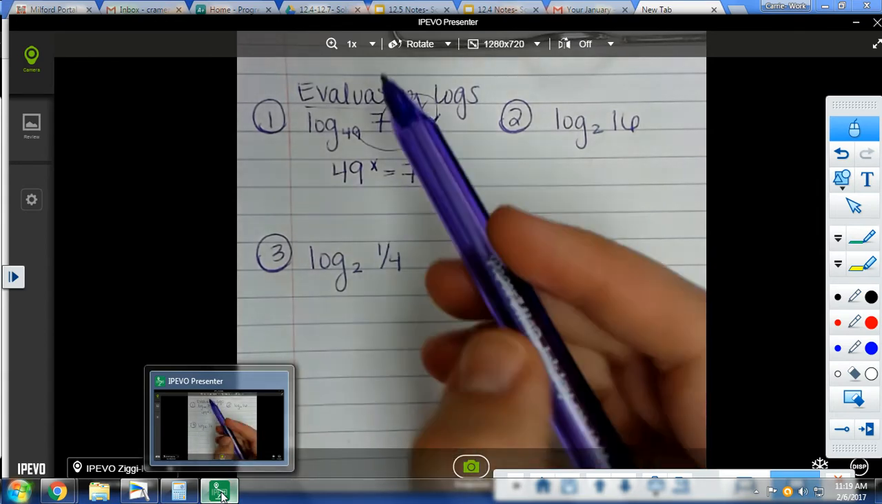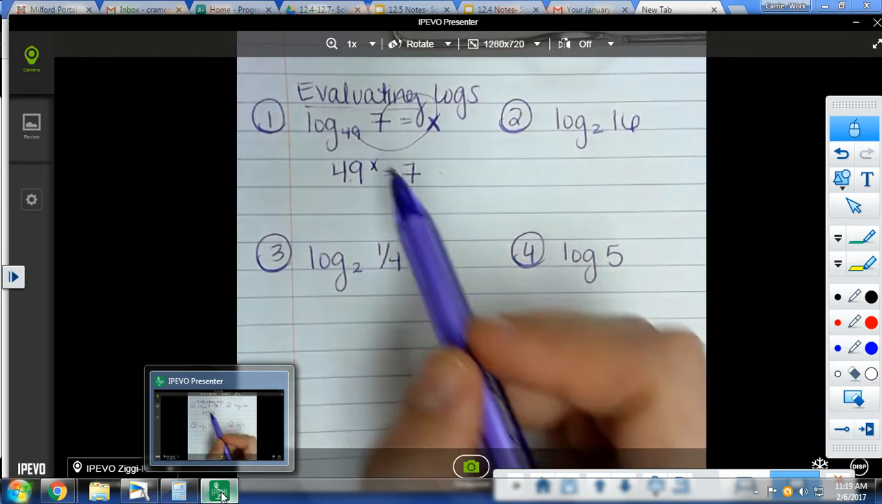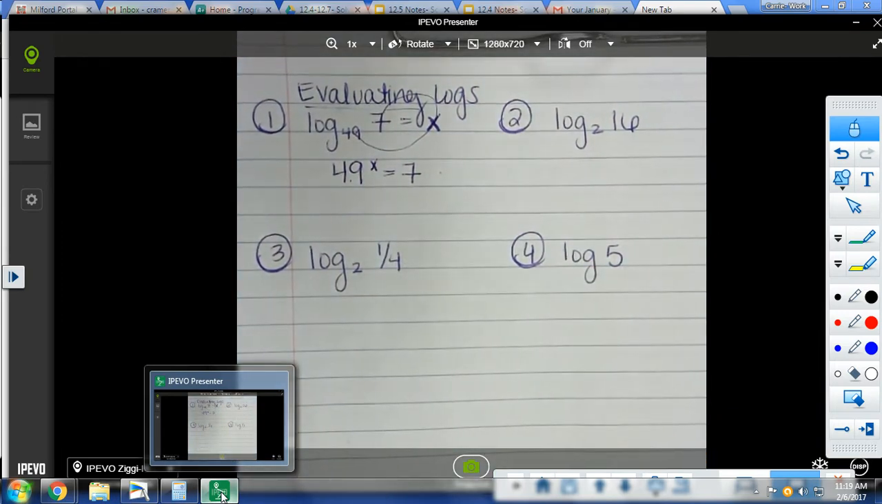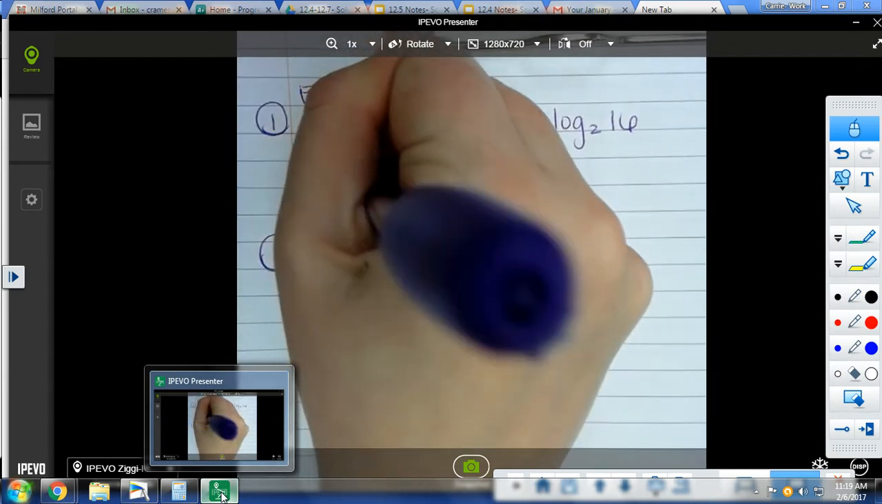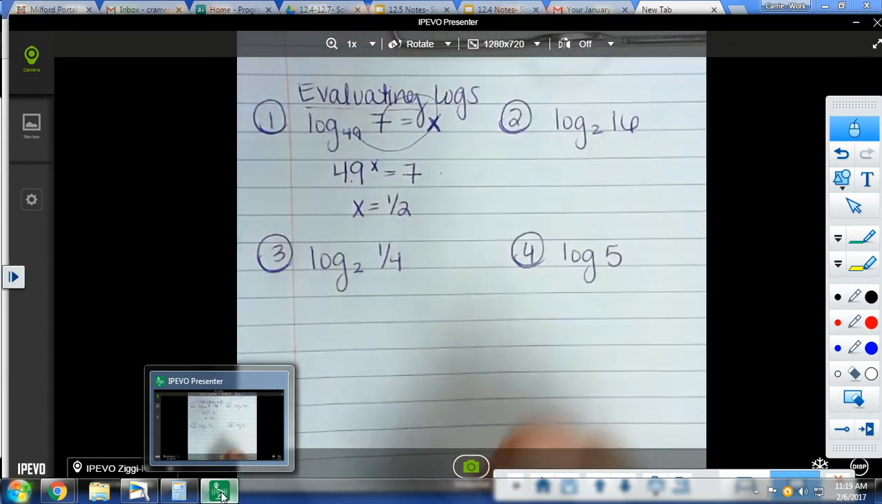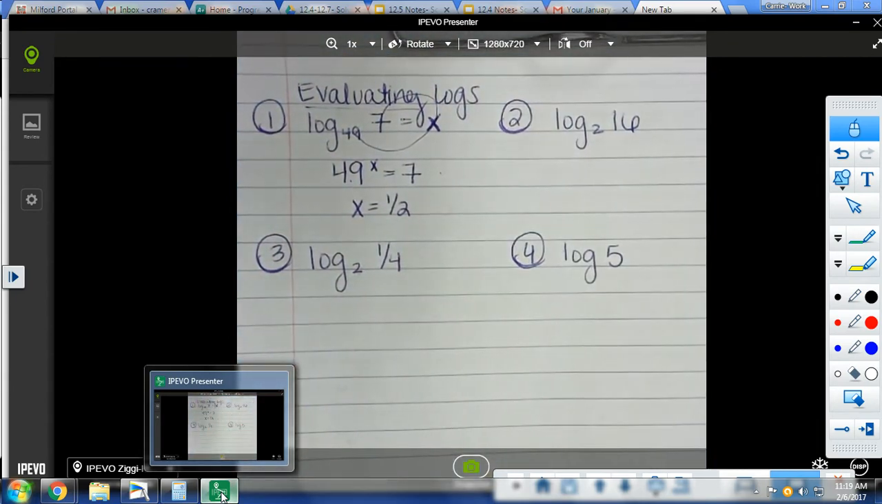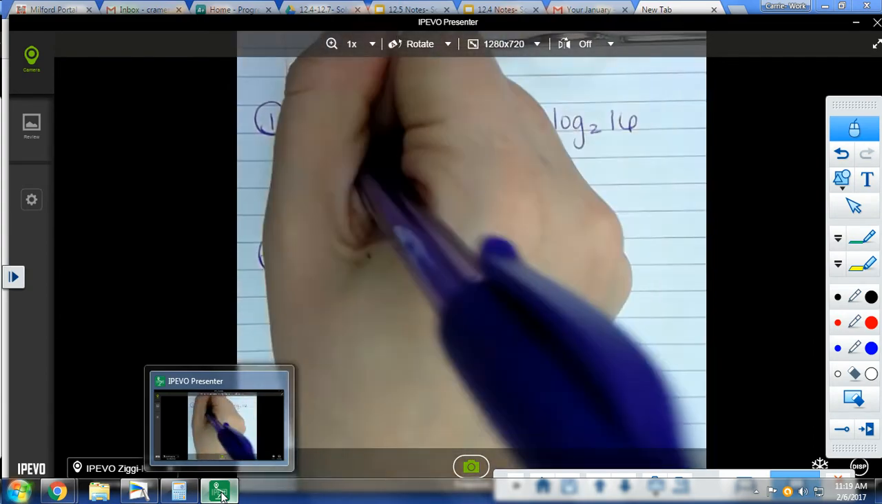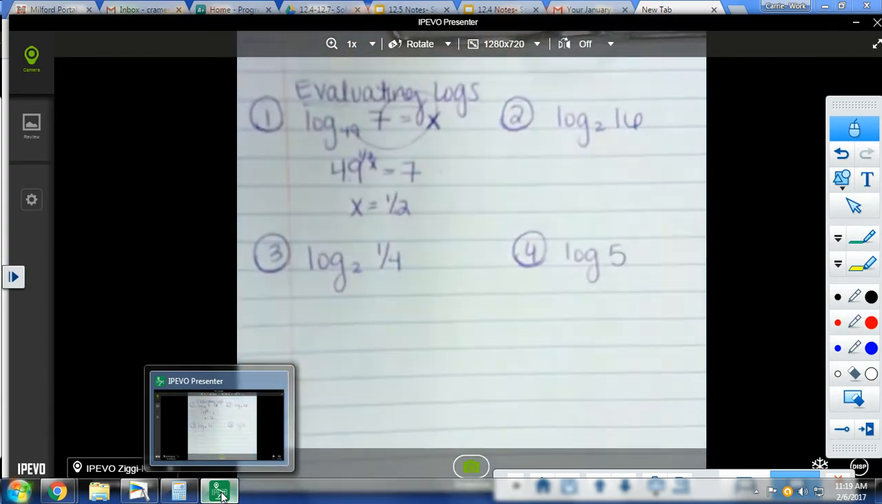Well, we know that 7 is the square root of 49. And another way to write square root is to the 1/2. So we know that x must be to the 1/2 power. Sorry, x must equal 1/2 because 49 to the 1/2 power would be 7.